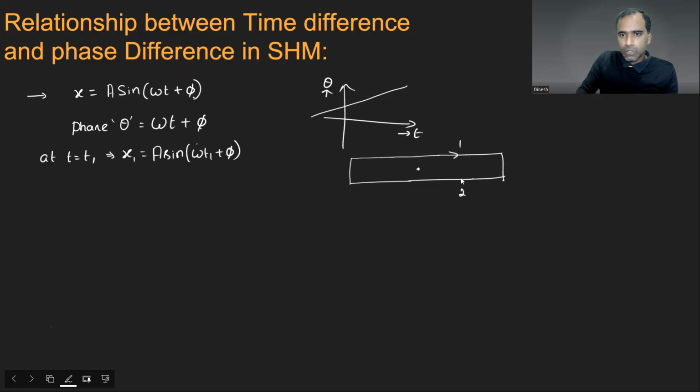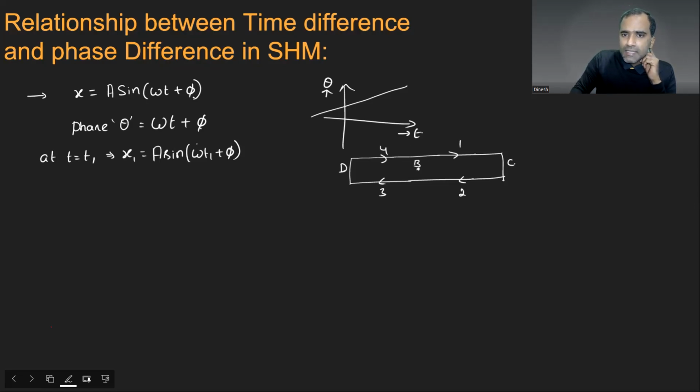segment 1, segment 2, from B to C, from B to C, first segment, C to D, C to B, another segment, and B to D is the third segment, and D to B is the fourth segment. Within these 4 segments, one cycle is completed. One cycle of simple harmonic motion is completed.